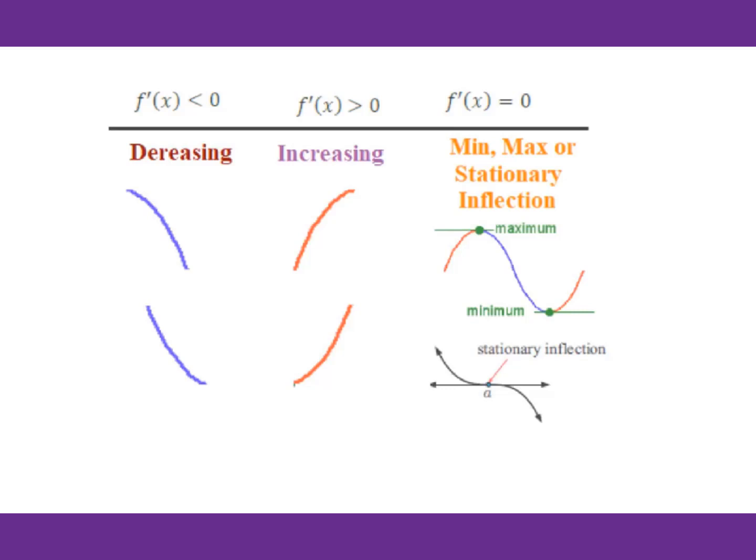Now let's look at this chart. When the first derivative is negative, the graph is decreasing. If the first derivative is positive, the graph is increasing. When the first derivative equals 0, we have 3 options: maximum, minimum, or stationary inflection.